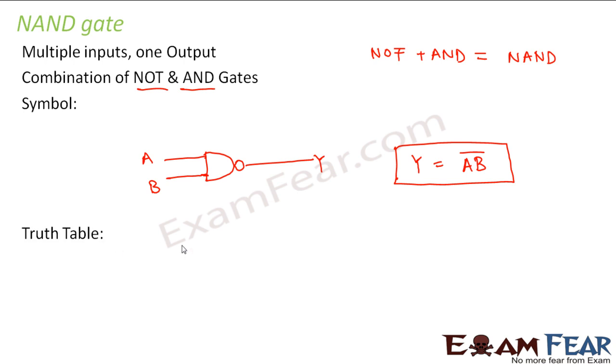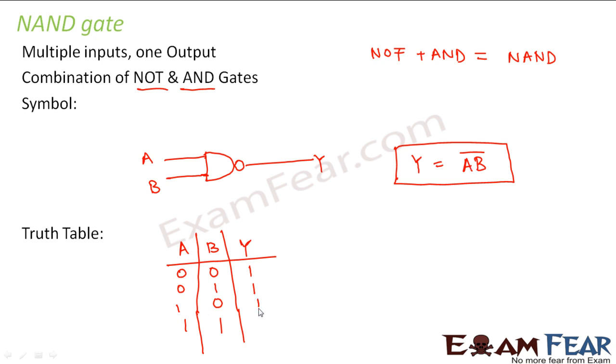So how will the truth table of a NAND gate look like? It will be somewhat like this: 0, 0, 0, 1, 1, 0, 1, 1. These are the possible combinations. When both are 0, AB will be 0. Invert of 0 will be 1. Now 0, 1, AB will be 0, but invert will be 1. Similarly, 1, 0, 1 into 0 will be 0, but inverted will become 1. 1 into 1 will be 1, but when inverted it will become 0. So this is the truth table of the NAND gate.